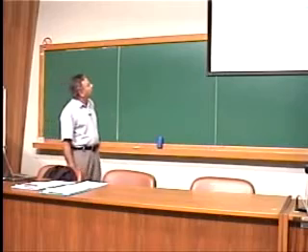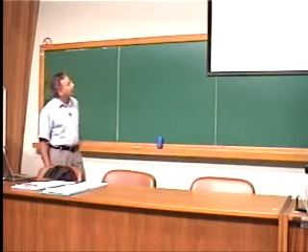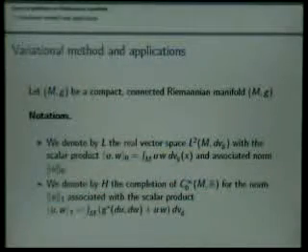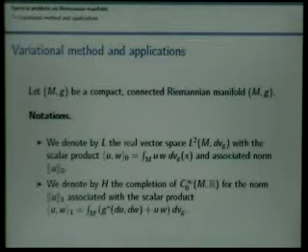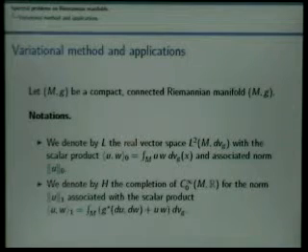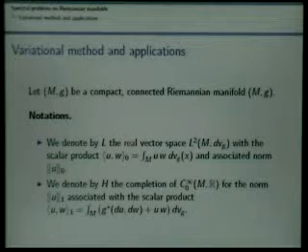So let me remind you that I work with a compact Riemannian manifold. It's also assumed to be connected. So probably I will forget to mention it is connected and it's a smooth manifold. And if I consider a manifold with boundary, I will put the Dirichlet boundary condition. Okay, so I will just briefly recall what the variational method is.